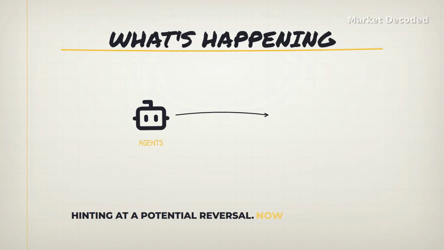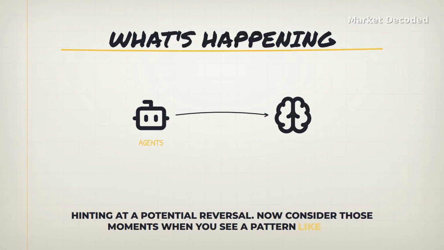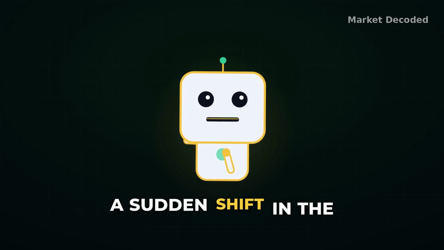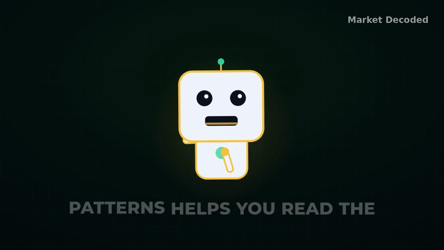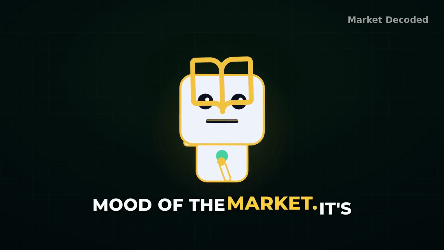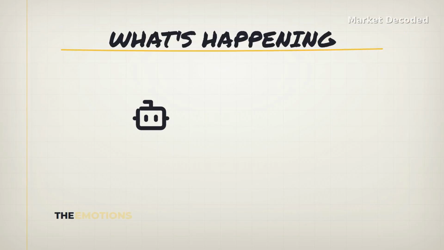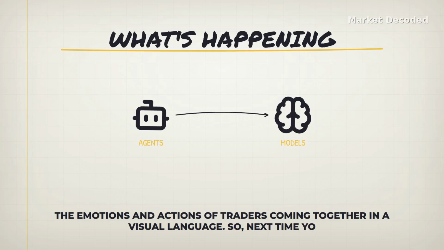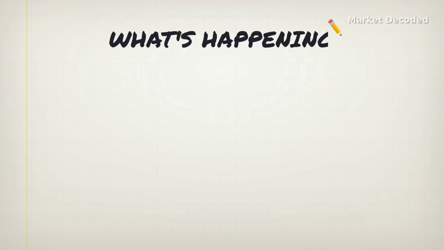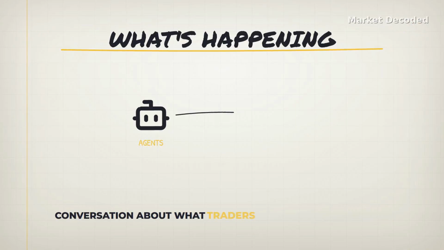Now consider those moments when you see a pattern like 3 consecutive red candles. This could signal a bearish trend, suggesting that sellers are taking charge, much like a sudden shift in the crowd, where people are moving towards the exit. Understanding these patterns helps you read the mood of the market. It's not just numbers, it's about the emotions and actions of traders coming together in a visual language. So, next time you look at a candlestick chart, remember, it's more than just lines. It's a dynamic conversation about what traders feel and anticipate.